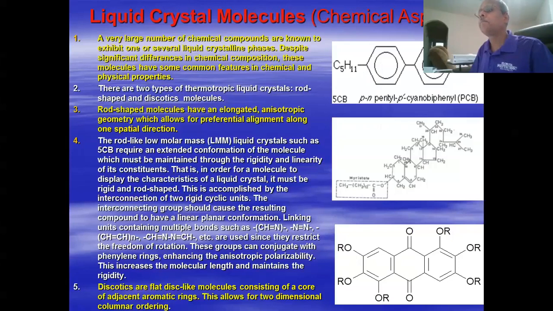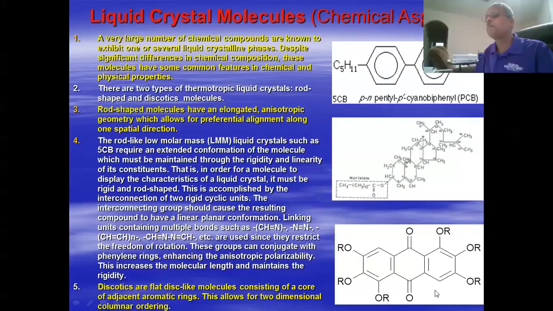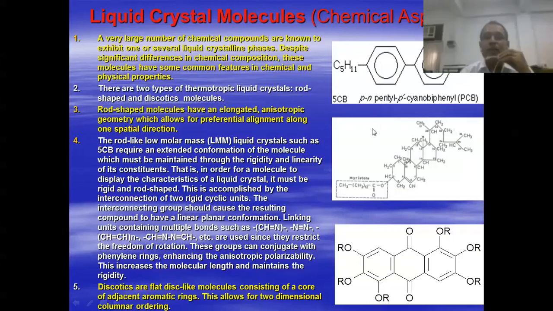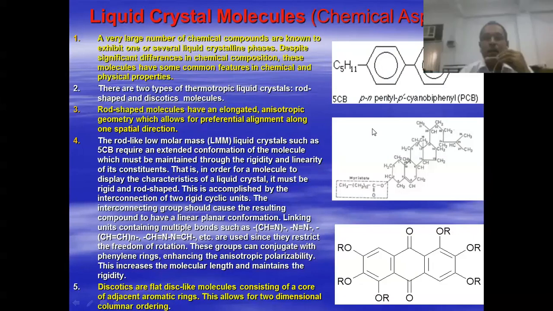Basically, particular types of molecules are required to produce the liquid crystalline state. For example, the first picture is 5CB. The second one is an ester of cholesterol, you can see a very long molecule. The third one is a disc-like molecule. So, the first two categories of molecules belong to rod-shaped molecules. And the third one are called disc-shaped molecules.